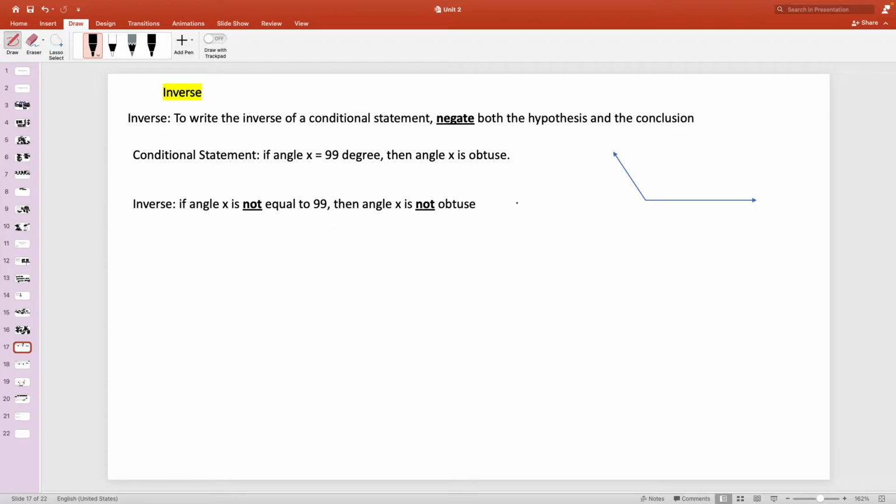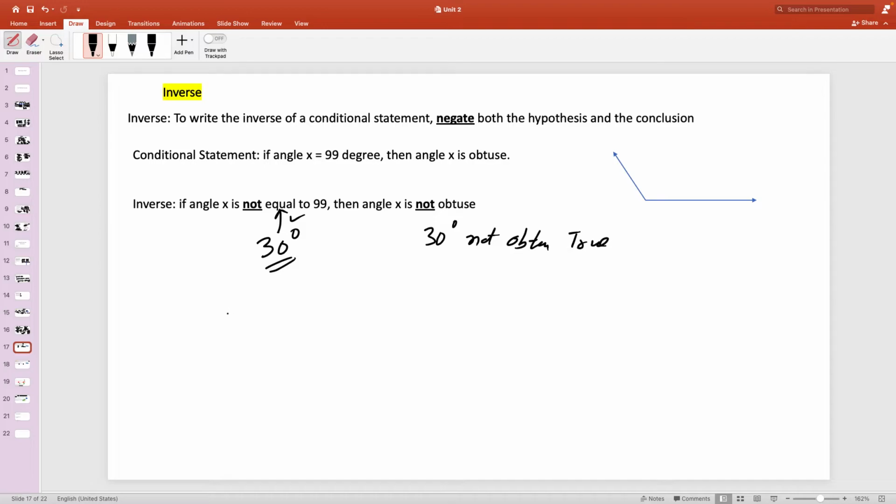So let's see if this is true or false. If angle x is not equal to 99, so let's pick 30 degrees. That is not equal to 99, correct? So this satisfies the condition, not equal to 99. Then angle x is not an obtuse angle. Is 30 degrees an obtuse angle? No, it's not an obtuse angle. So this is true for this angle.